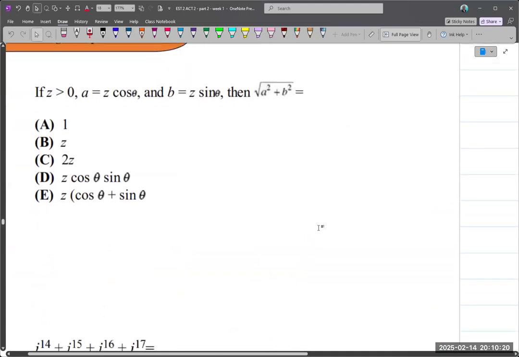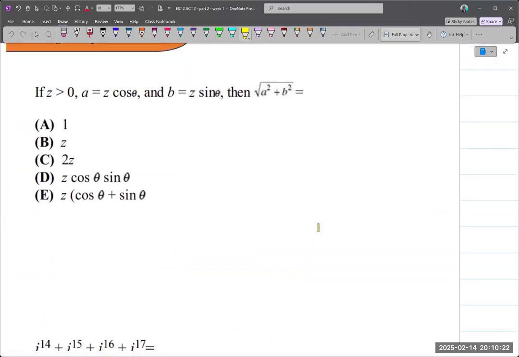If Z is greater than 0, and we have A is equal to Z cosine theta, and B is equal to Z sine theta, then the square root of A square plus B square. Okay, let's calculate it. The square root of A square will be Z square cosine square theta, plus B square will be Z square sine square theta. Let's take Z square as a common factor now.